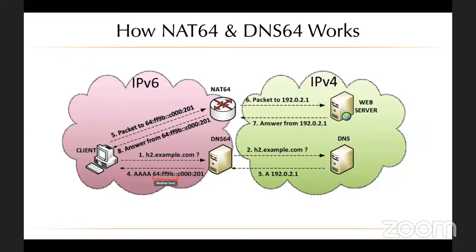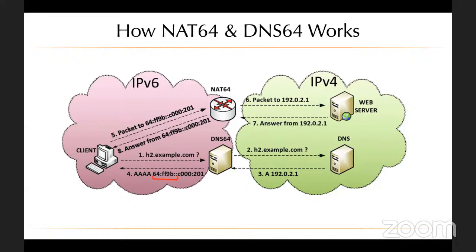Which we talked about, 64:FF9B, or you can even use your own network-specific prefix. So it's going to synthesize an AAAA record and then convert the 32 bits of the IPv4 address to hex. Some implementations will convert it, others will not. We'll just have the V4 address.